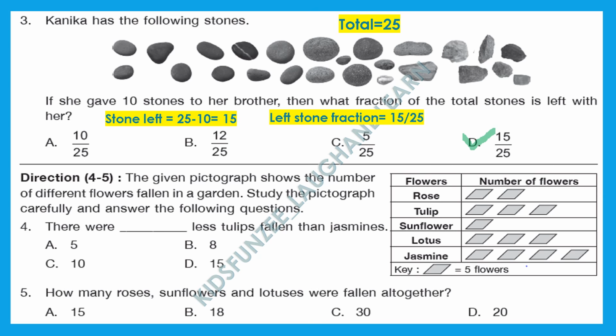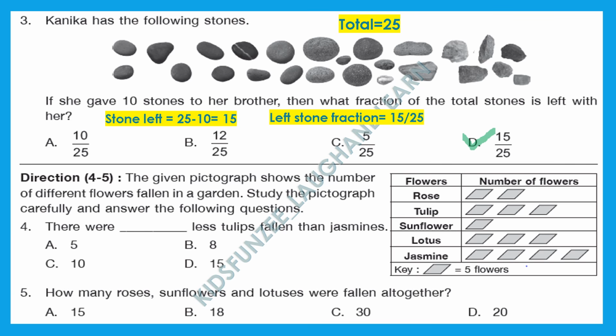Okay, got it? Moving to the next question. Direction for question 4 and 5: the given pictograph shows the number of different flowers fallen in the garden. Study the pictograph carefully and answer the following questions. Okay, so we have a pictograph where names are written and the number of flowers are marked. Each pictorial flower is equal to actual 5 flowers.